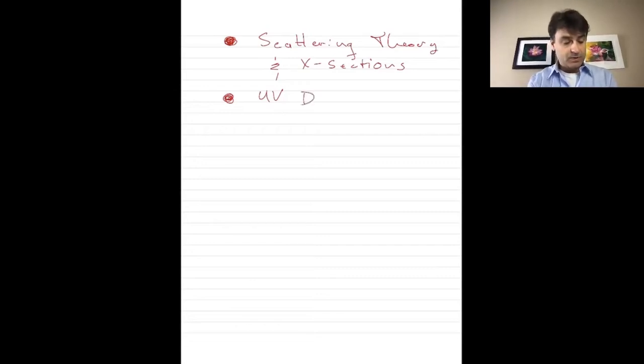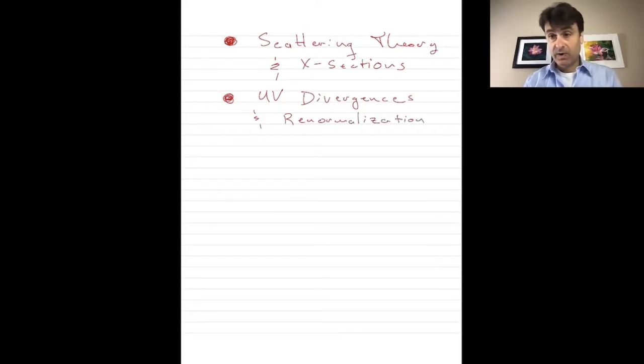UV divergences, which we dealt with through the whole renormalization program, the whole renormalization method, UV divergences and renormalization. That allowed us to get UV finite results. Okay, and that led to the renormalization group.